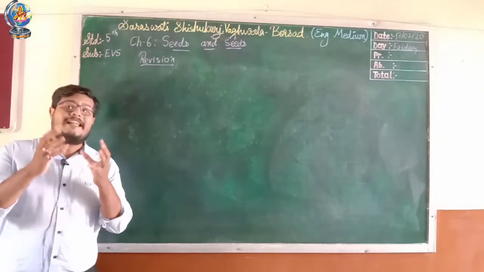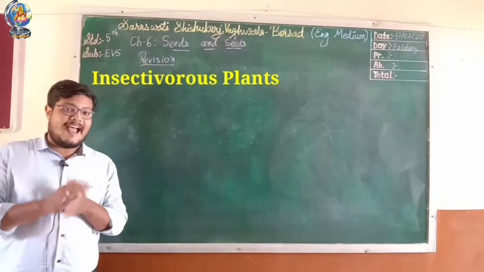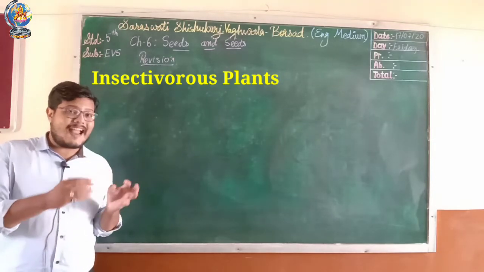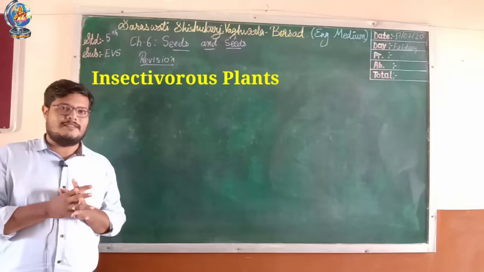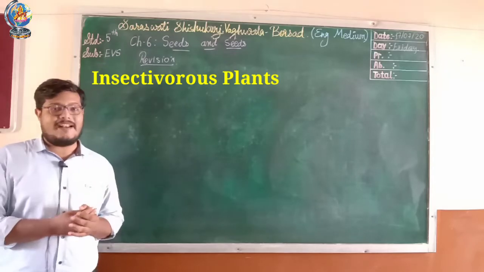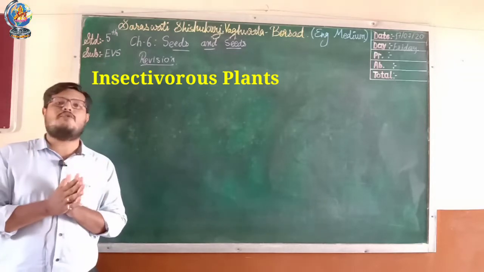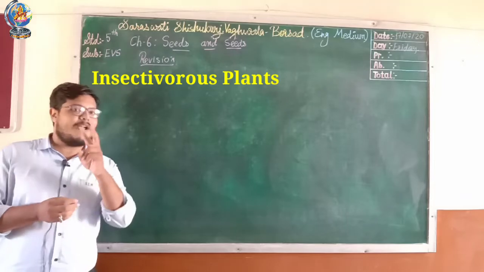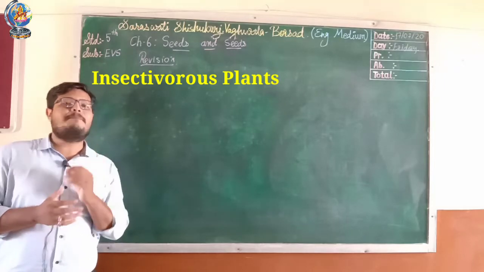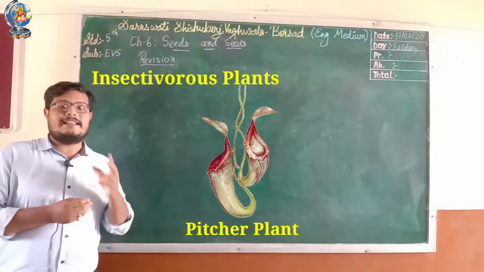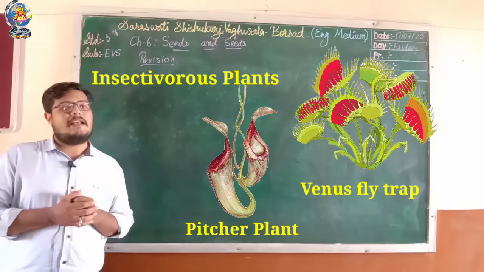Then we learn about insectivorous plants, right? I told you that there are a few kinds of plants present on the earth that hunt insects, right? They eat insects, so that is why they are called insectivorous plants. 2 examples we study here: the pitcher plant and the second one was the Venus flytrap, right?